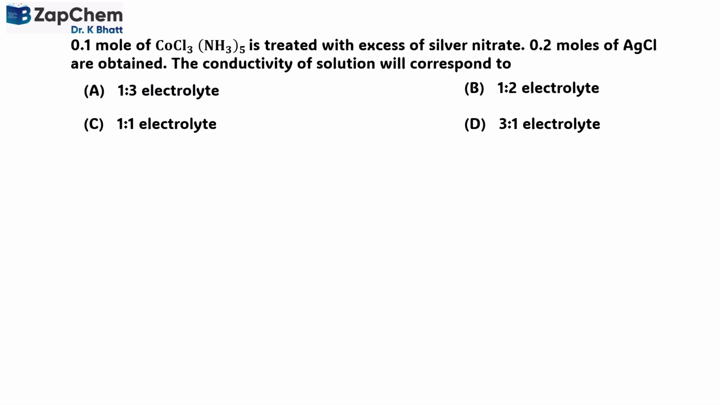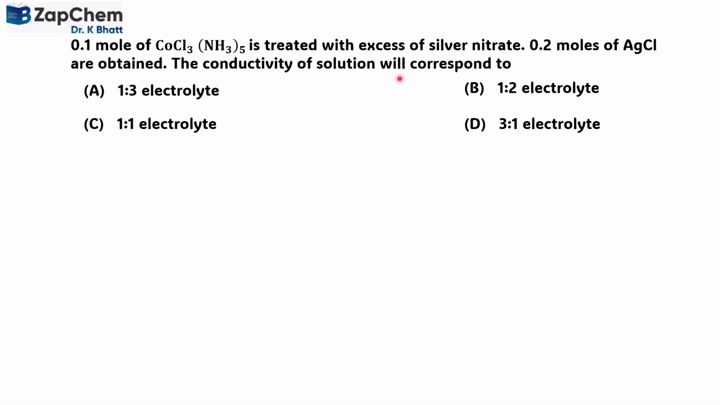Here is a simple question on coordination compounds or coordination complexes. The question is: 0.1 mole of CoCl3·5NH3 is treated with excess of silver nitrate. A reaction is given, and it represents an ionic complex, and you get 0.2 moles of AgCl.